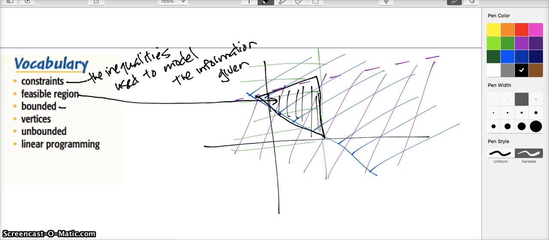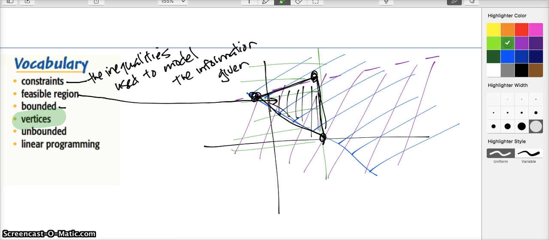Bounded is when we have a region that is not open, right? There is no opening here. It is completely bounded by these lines here, all right? And that's what's happening here. The vertices we know to be the corner points, right? So our vertices, maybe I should be using color here. Our vertices would be these guys right here.